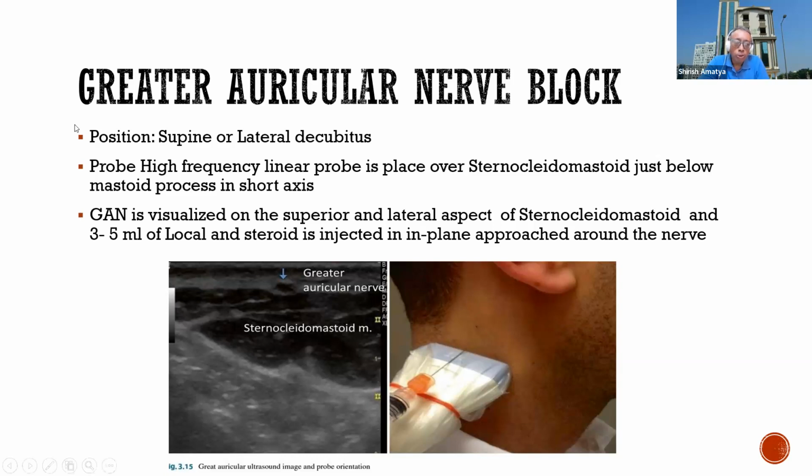Okay, so this is the picture. This is the sternocleidomastoid. You can see nicely, and above the sternocleidomastoid muscle, you can see a hypoechoic structure. This is the greater auricular nerve, and this is the position of the probe, a high frequency linear probe. Here the injection is done out of plane, but we can go for in plane injection also. Injecting around 3 to 5 ml of local anesthetic with steroid around the greater auricular nerve will block the greater auricular nerve.